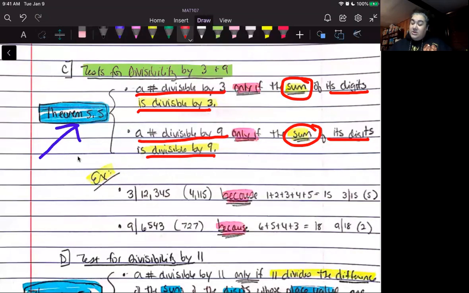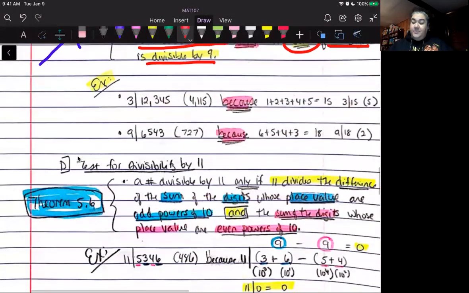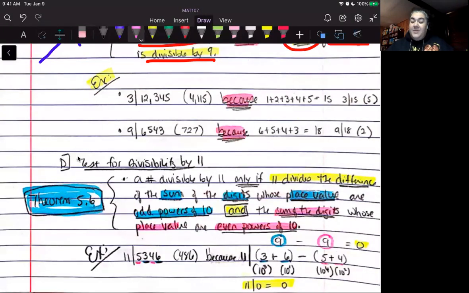Okay? So let's look at an example. We want to see if 3 divides evenly into 12,345. To do that, we check the sum. We take each of those digits and add them together.